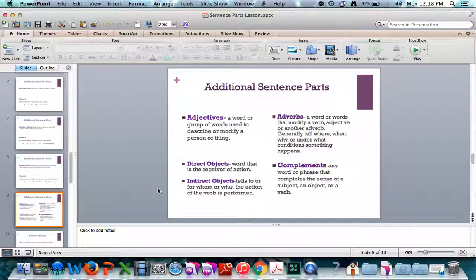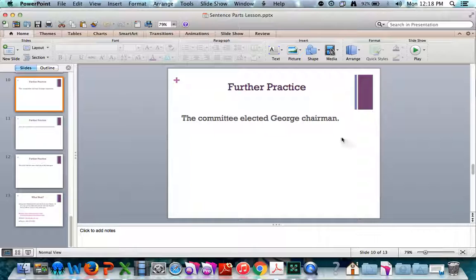This slide is just a general reference slide, including definitions of each of these sentence parts. You can use this as a reference while you're working on your lesson to help you identify the necessary parts. Now for further practice, let's see if we can do this together. Let's identify these sentence parts.